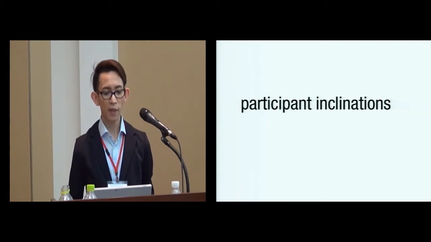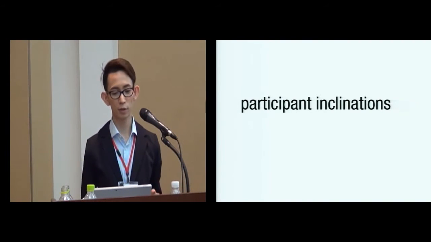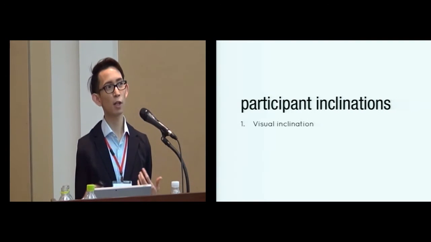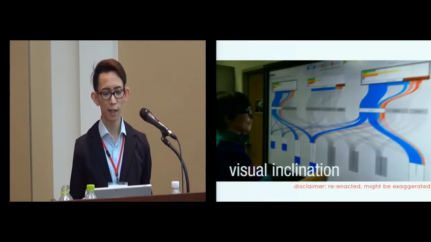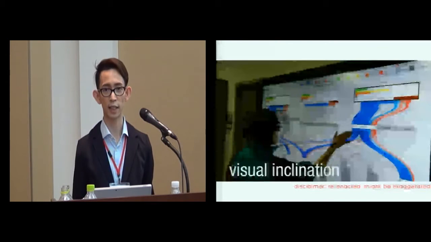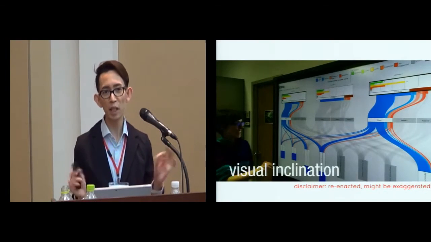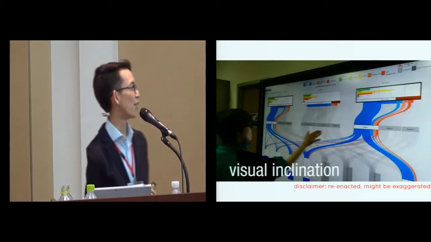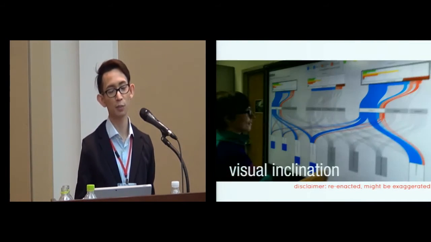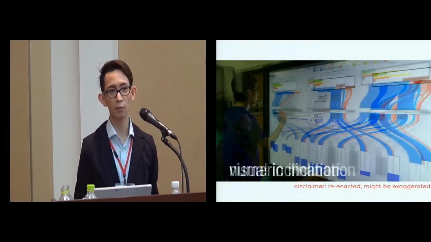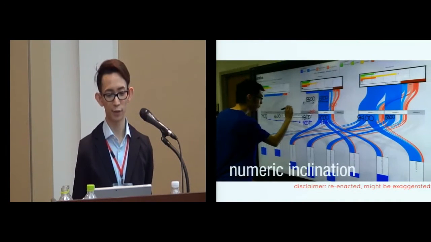There's also another interesting thing, because even if they chose those strategies, some of them will end up with a different chosen alternative because they have different inclinations. So we have visual inclination, numeric inclination, and mixed inclination. Just to give you an overview, here is a reenacted, maybe slightly exaggerated video of a person with a visual inclination. Here she is trying to leverage the differences between the resources using her fingers. She basically used visual cues and tried to compare alternatives based on those.